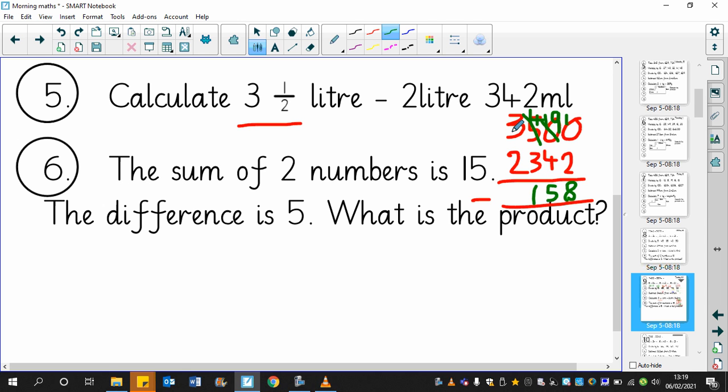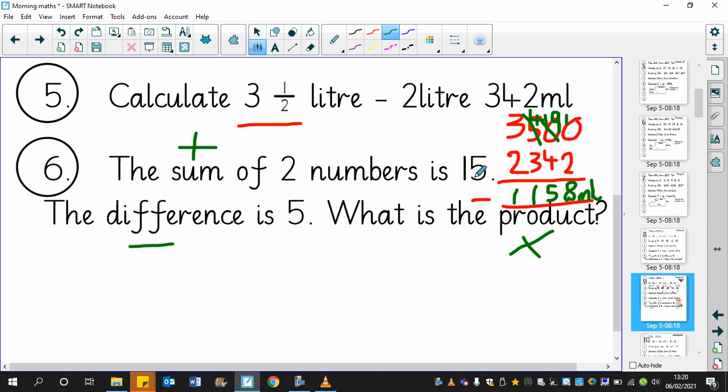That's not too bad so far, is it? And then 3 take away 2 is 1. So the answer is 1,158 millilitres. Let's put millilitres, ML. 1,158 millilitres. Okay, question number 6, last question. Yay! Right. The sum of 2 numbers is 15, the difference is 5. What is the product? So remember, sum is plus, difference is minus, product is multiply.